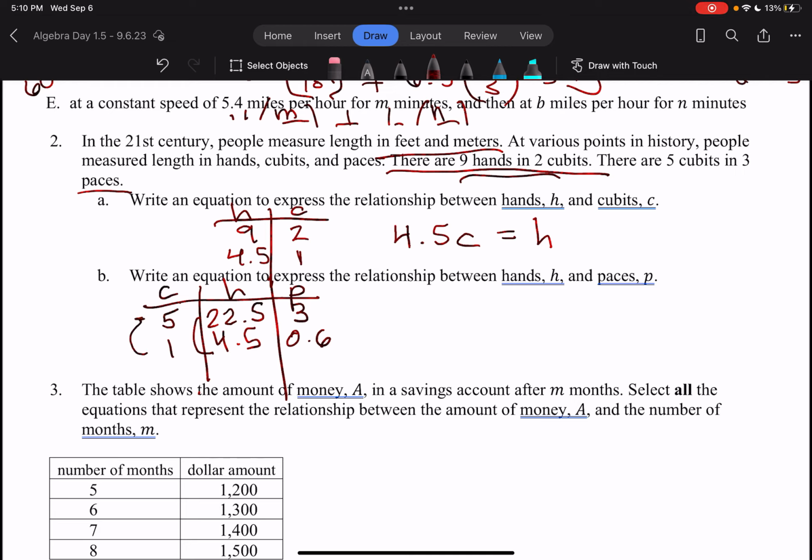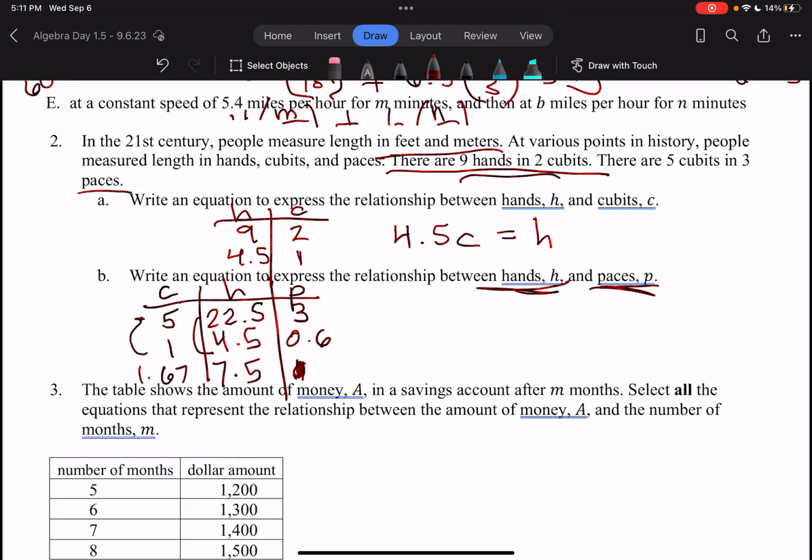Okay. Now, it's asking us here, though, to compare hands and paces. So we want to see how many hands are in 1 pace. So if I were to make this 1, to get from 0.6 to 1, we would divide by 0.6. So I'm going to do that to each of these and do 4.5 divided by 0.6, and we're going to get 7.5 hands. We can also do it with the cubits if you want. So 1 divided by 0.6 is going to give us 1.6666666. We'll round it to that, right?